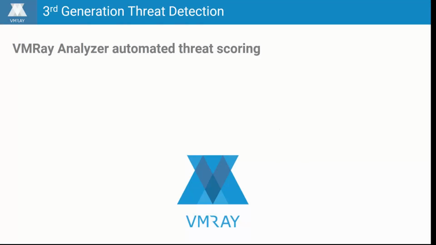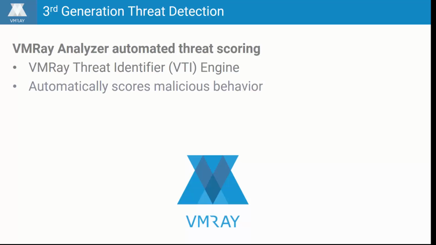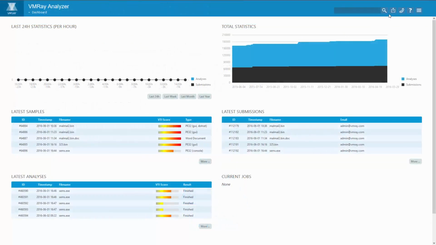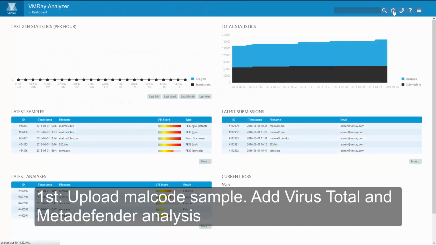In this video, we're going to show how a VMRay Threat Identifier, or VTI rule, can be written to provide a custom threat score. We'll demonstrate this by running a sample malcode we've written that targets a process mimicking a turbine monitor at a utility and attempts to shut it down.